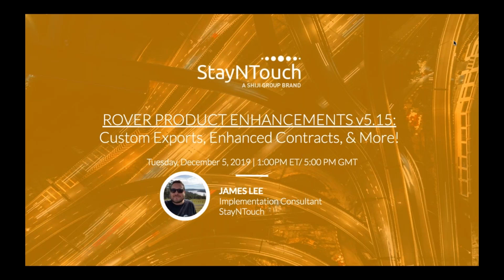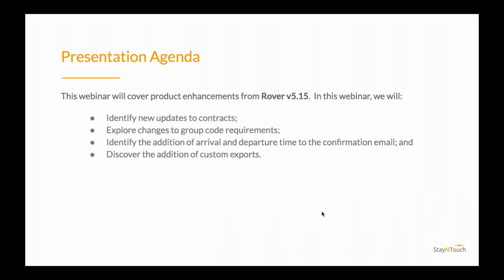Today's presentation will cover how you can get the most out of the Rover v5.15 product release. In this webinar, we will identify new updates to contracts, explore changes to group code requirements, identify the addition of arrival and departure time to the confirmation email, and discover the addition of custom exports.